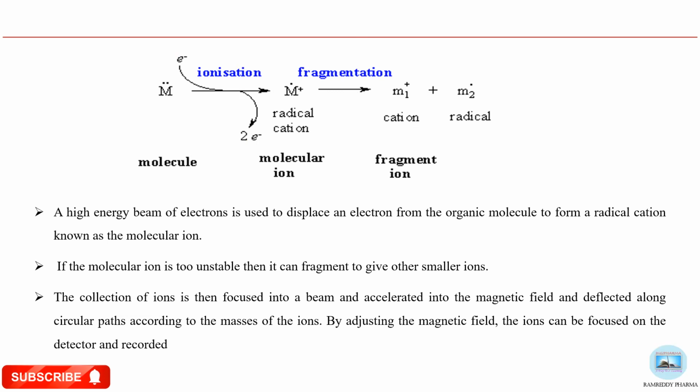Why we call it a hard ionization technique: the electrons directly and hardly hit your molecule. That's why we call it a hard ionization technique. Because of this direct hitting, the molecular ion is further divided into fragments.